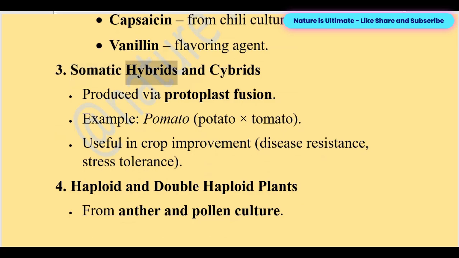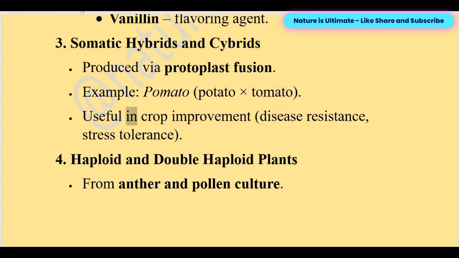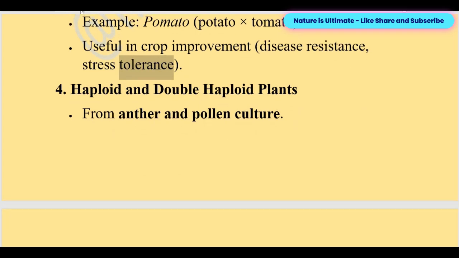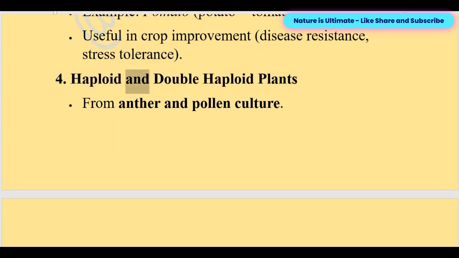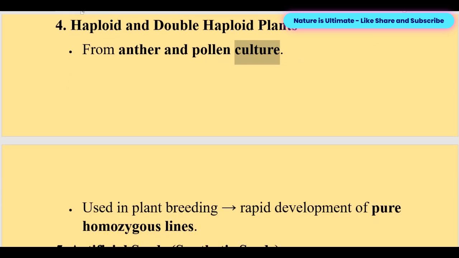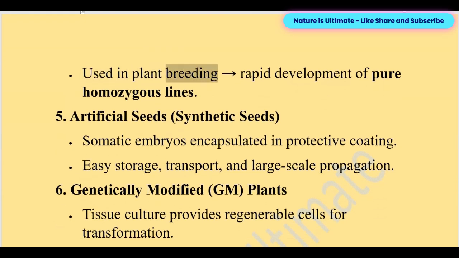Three, somatic hybrids and cybrids. Produced via protoplast fusion. Example, pomato, potato × tomato. Useful in crop improvement, disease resistance, stress tolerance. Four, haploid and double haploid plants. From anther and pollen culture. Used in plant breeding → rapid development of pure homozygous lines.